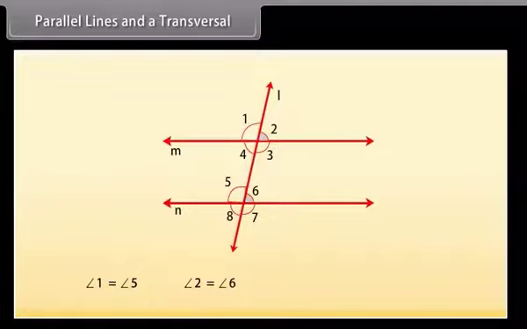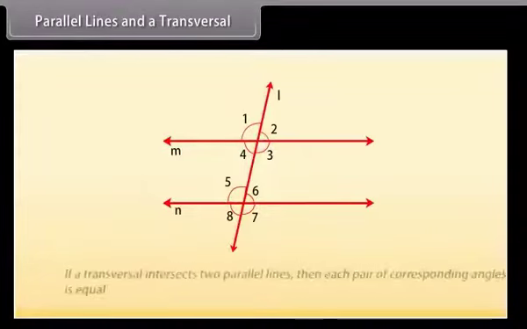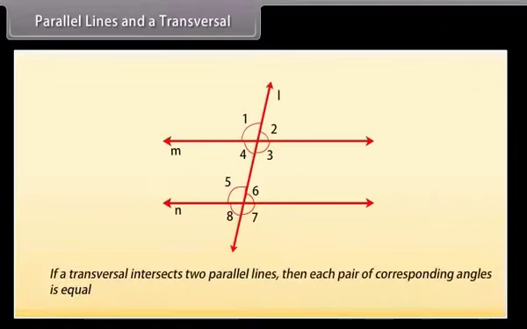angle 2 is equal to angle 6, angle 4 is equal to angle 8, and angle 3 is equal to angle 7. For this, we get one more axiom, which is, if a transversal intersects two parallel lines, then each pair of corresponding angles is equal.